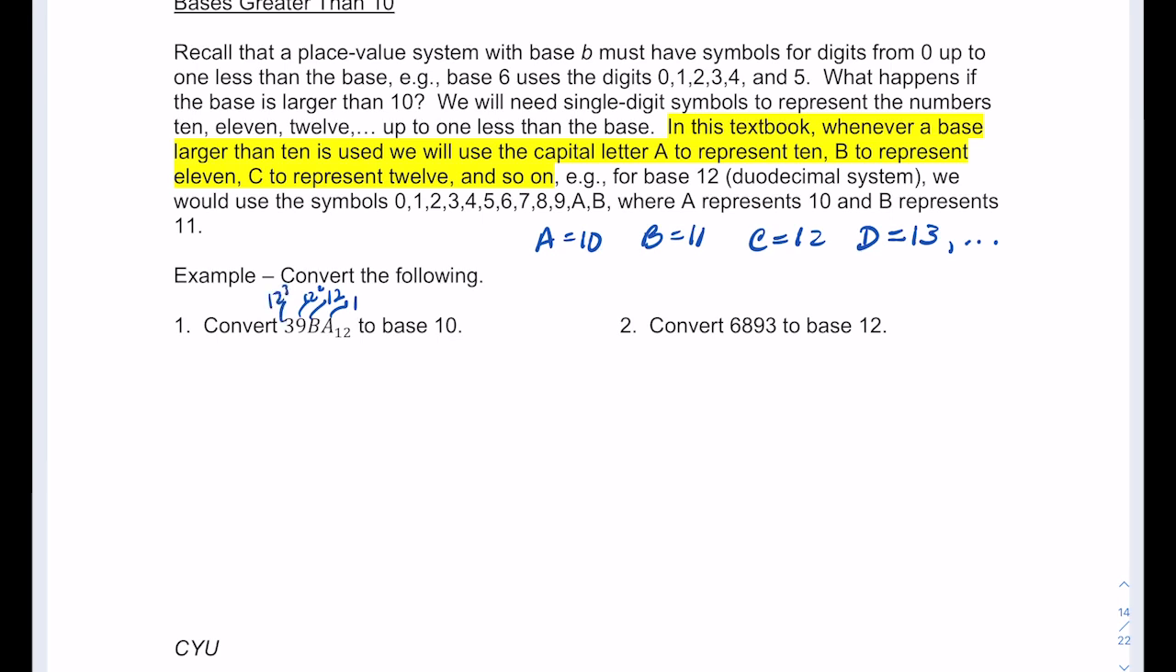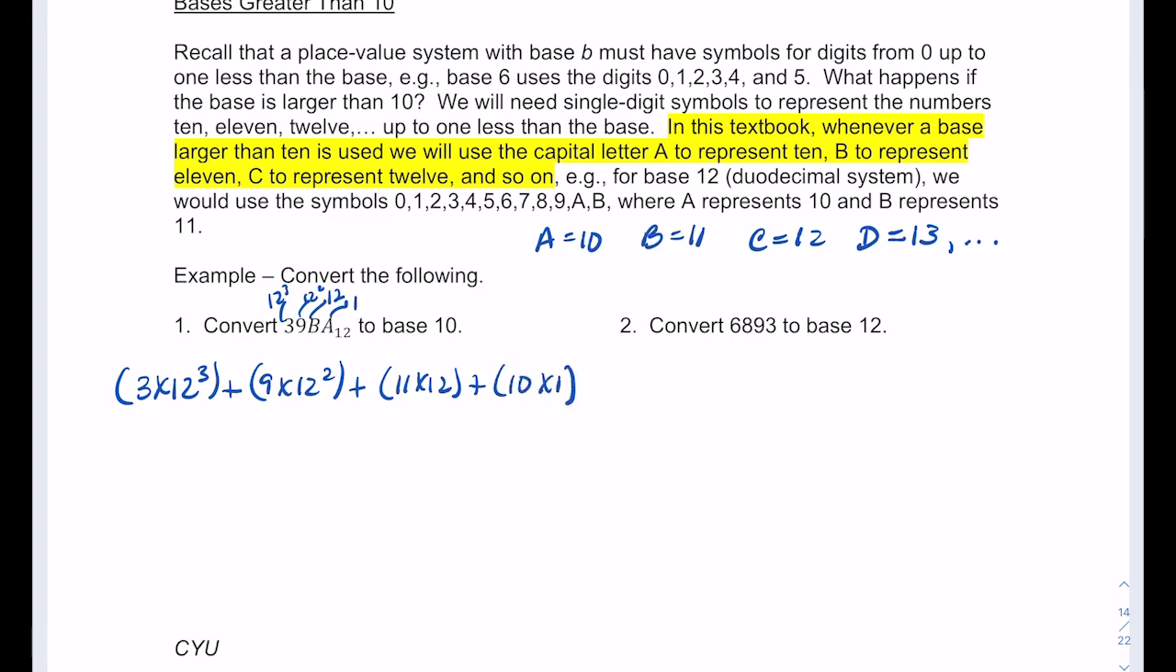the third. So I have 3 times 12 to the third plus 9 times 12 squared. Okay, B is the number 11, so that's 11 times 12. And then A is the number 10, so that's 10 times 1.